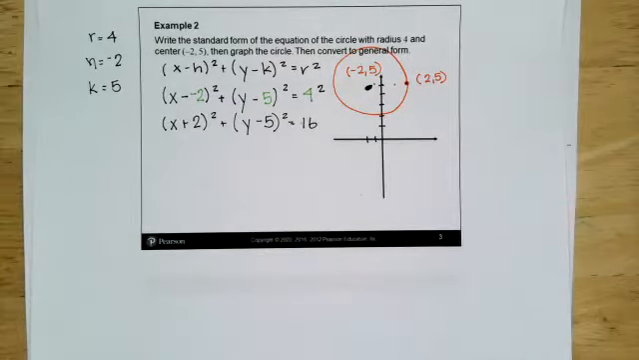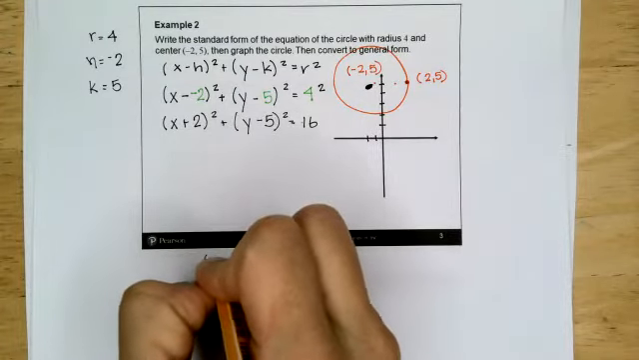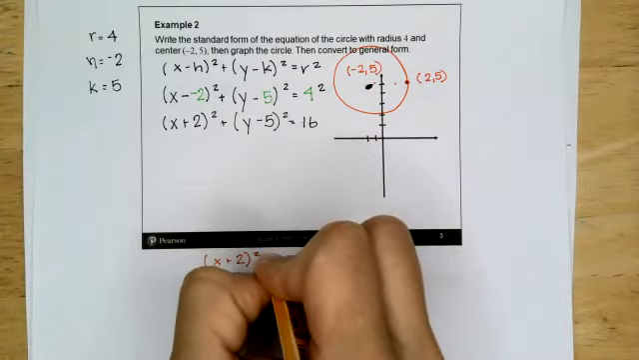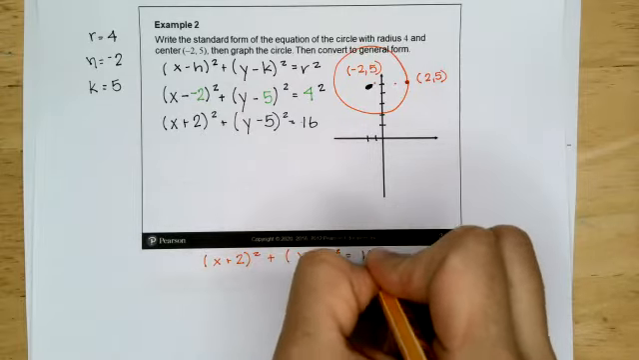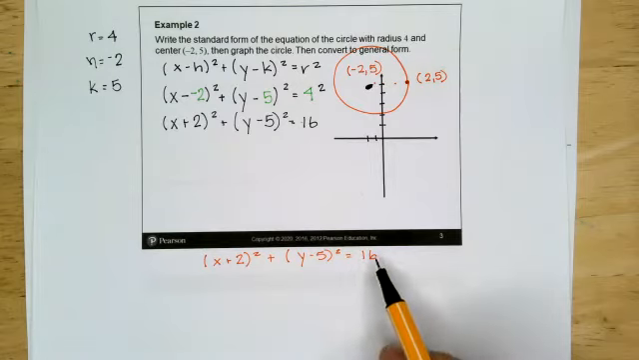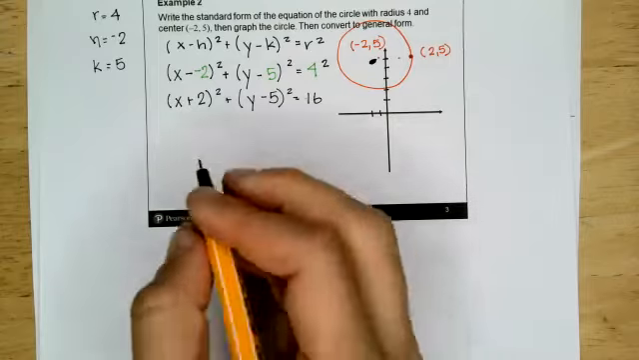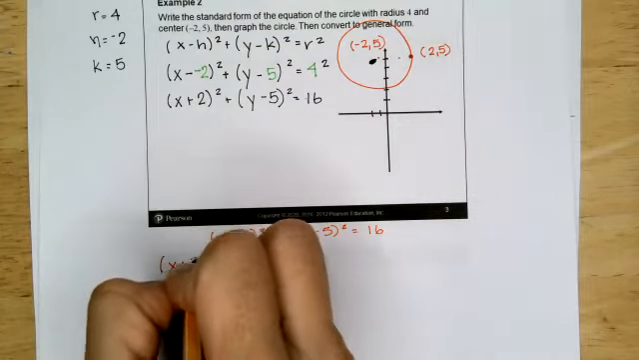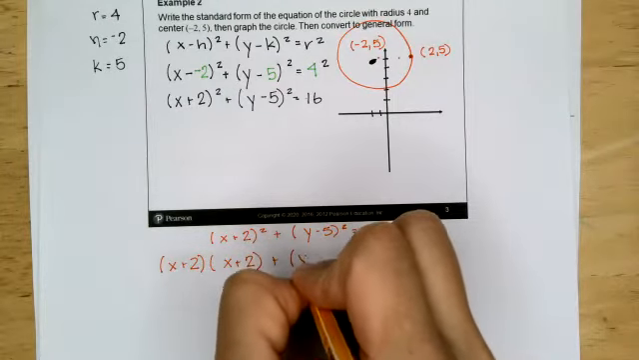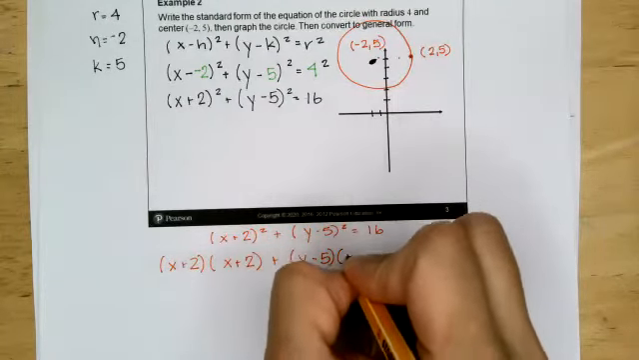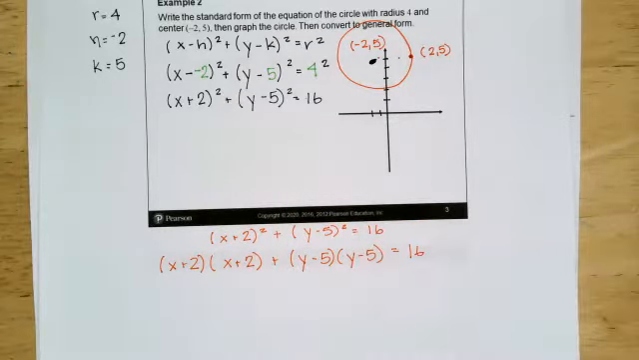Graph the circle, convert to general form. This is just a bunch of algebra practice. So we decided it was x plus 2 squared and y minus 5 squared together. And we're going to set that equal to 0. So we're eventually going to move that 16 over as well. This whole quantity is squared. That means we're going to write it twice. X plus 2 times x plus 2. And then we're going to FOIL it. Y minus 5 times y minus 5. FOIL it. Good.